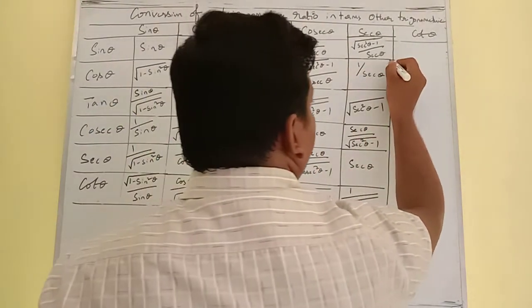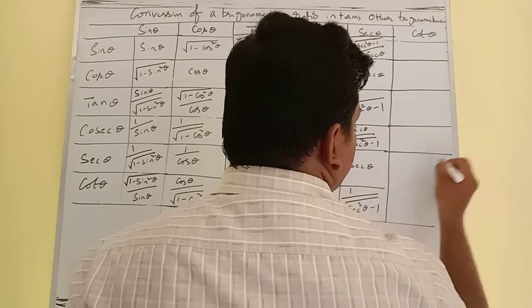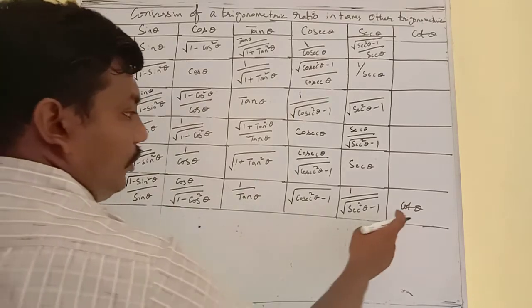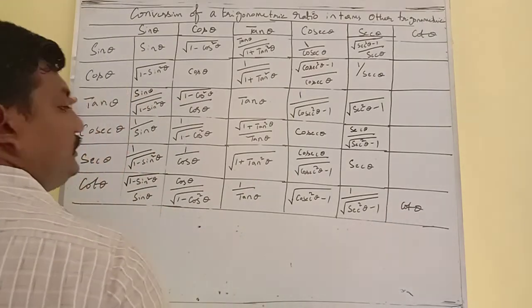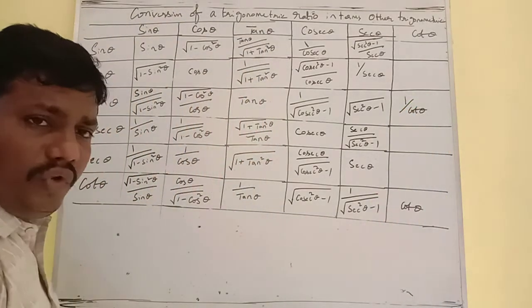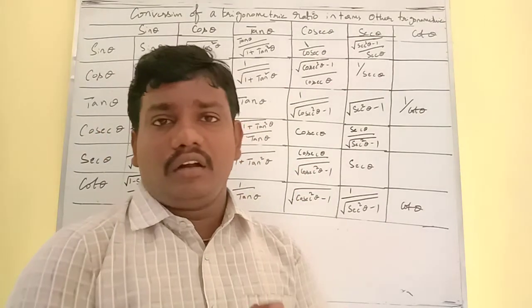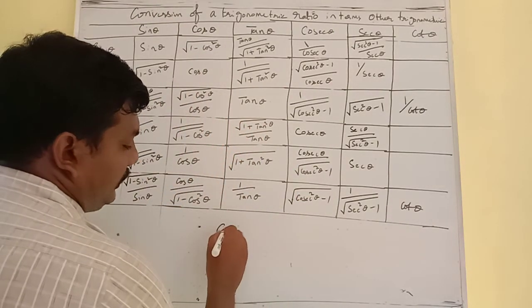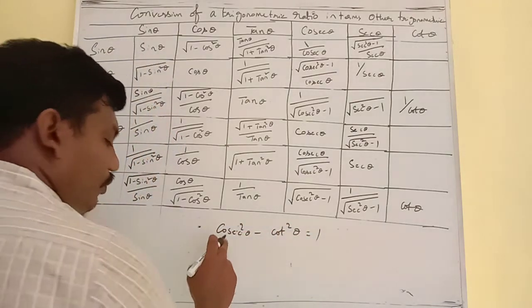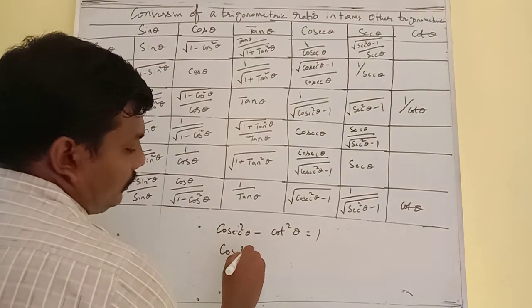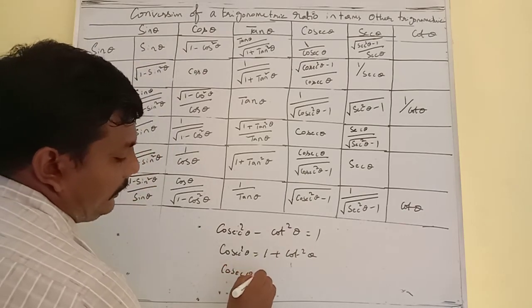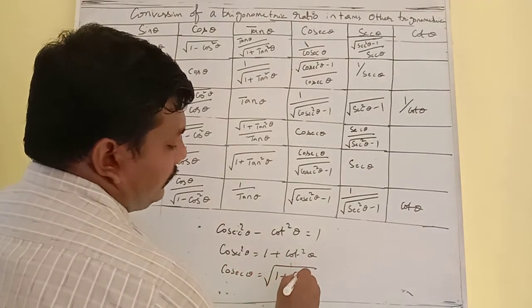Now, all the trigonometric ratios in terms of cot theta. How is it? Cot theta we can write directly. Once you know cot theta, it is very easy to find tan theta, that is 1 by cot theta. We have a relation between cot theta and cosecant theta: cosecant square theta minus cot square theta is equal to 1. So cosecant square theta is equal to 1 plus cot square theta, and cosecant theta is equal to the square root of 1 plus cot square theta.